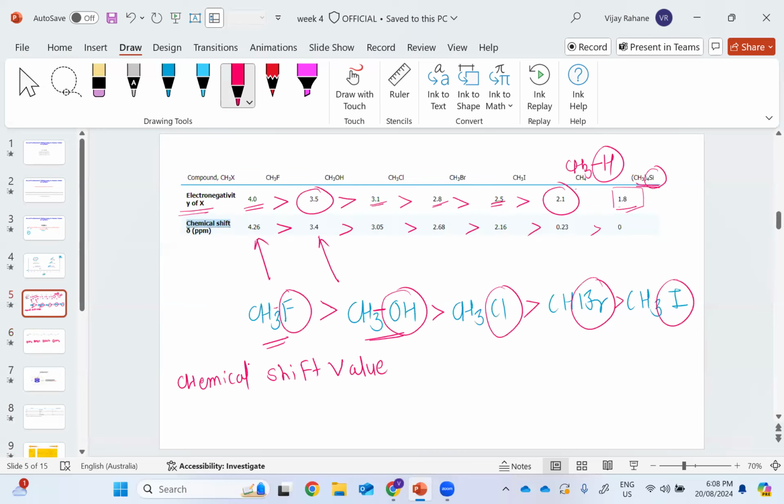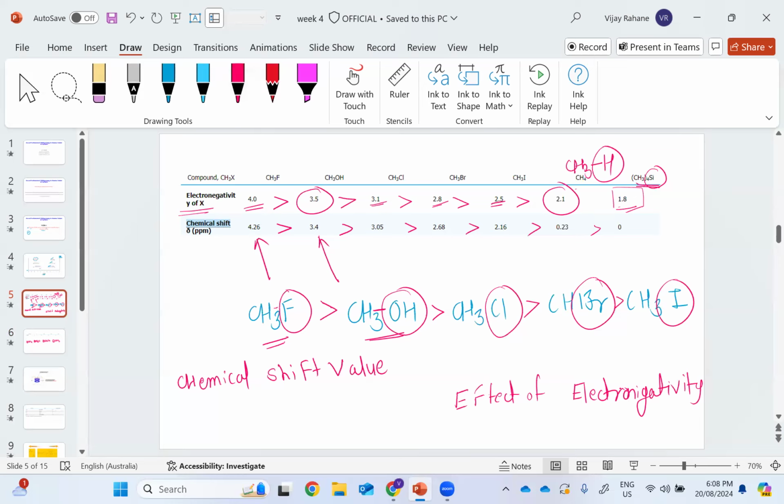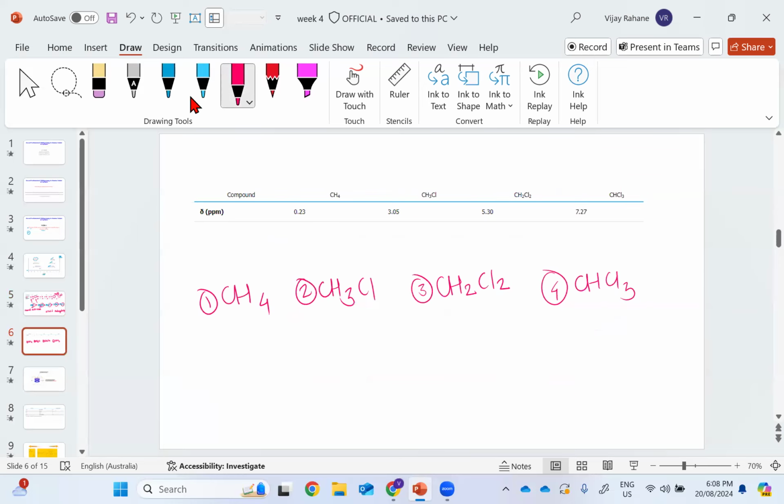In the previous problem, we saw the effect of electronegativity. In this one, we will see the effect of the number of electronegative groups attached to the carbon atom, which is attached to the hydrogen that we are looking for. So here it is the effect of the number of substituents.